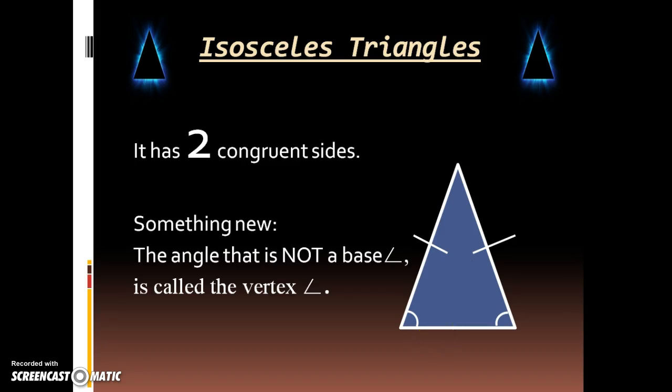Something that we haven't talked about yet is this angle right up here. We know we have the base angles down here, but this angle has a name too. This angle is called the vertex angle.